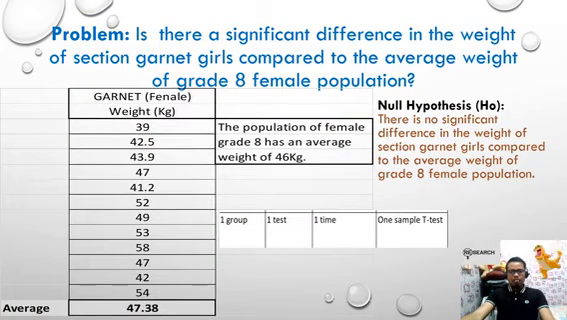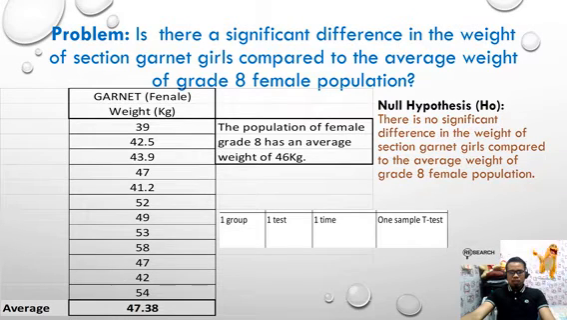Here's the problem. Is there a significant difference in the weight of section Garnet girls compared to the average weight of grade 8 female population? Take note that there is an average weight of grade 8 female population. So let us have our null hypothesis saying there is no significant. Again, let us always use the null hypothesis. It is suggested to always use the null hypothesis.